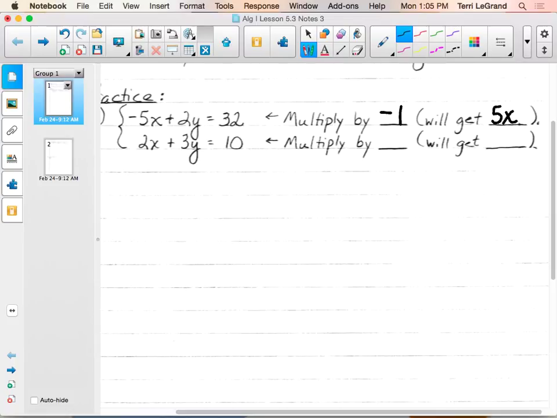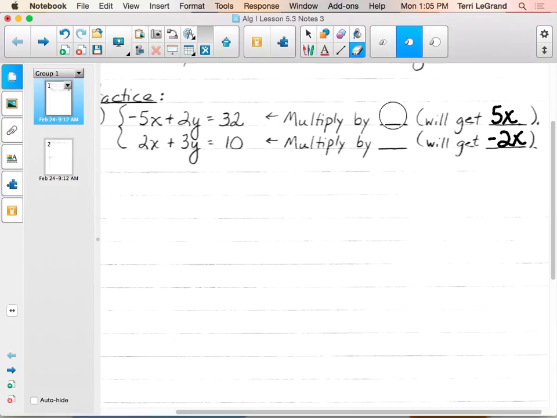By a -1? Is that what you said? Okay, so we're going to multiply the second one by a -1 also, and then we would get a -2x. Are those opposites? No, so we could do that, but it wouldn't get us anywhere, would it? No.